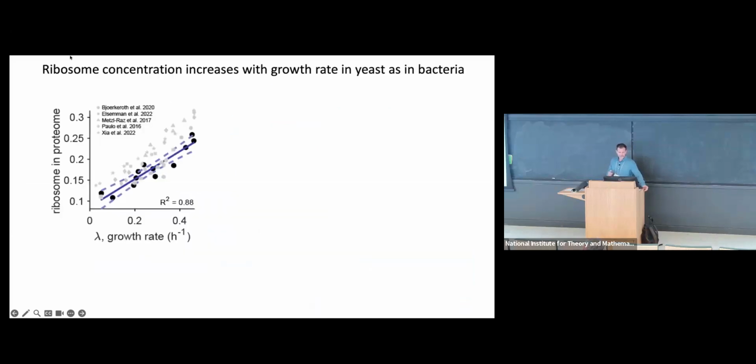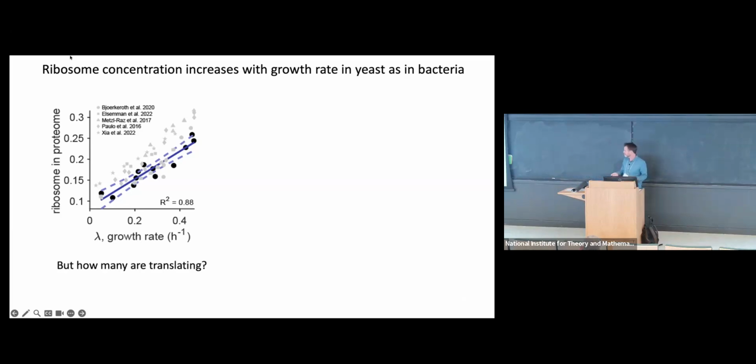All right, so let's have a look at some of these things for yeast. Let's look at how the composition changes as a function of the growth rate. So what do we do? Well, we just grow yeast in like 15 different conditions and measure the fraction of the proteome which is ribosomes, and you get this linear increase in the fraction of the proteome that's ribosomes as a function of growth rate. This is true in our data as well as the previously published data.